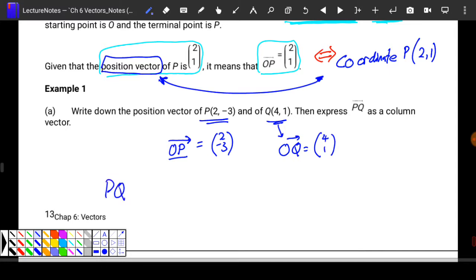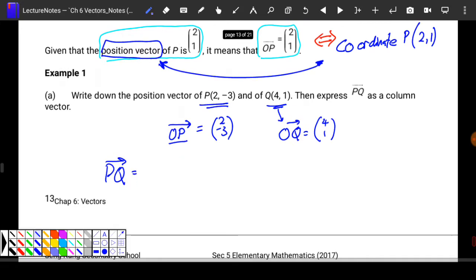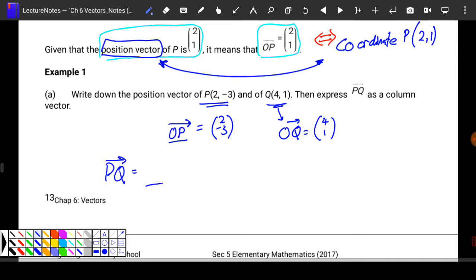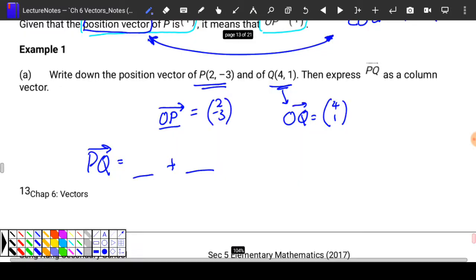Now we try Zoo. I want to find PQ. You need to do the addition. So it's some vector plus some vector. Now let's try. Let's try to name correctly first. First, I must start with P, right? So this one must be P. I must end with Q, right? That means this one must be Q. The inner letter must be the same, right? So it will be O. So it will be PO plus OQ. Now what is PO?